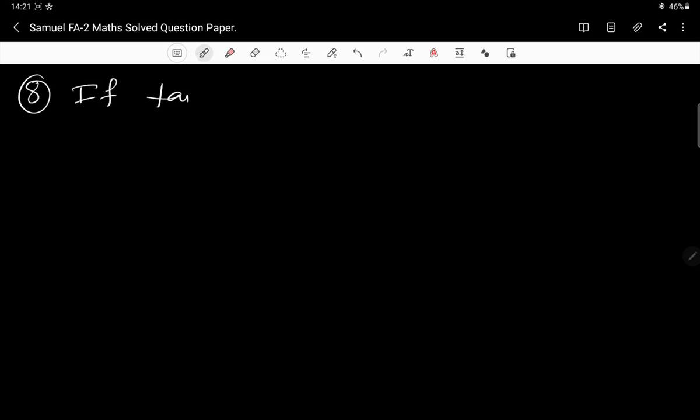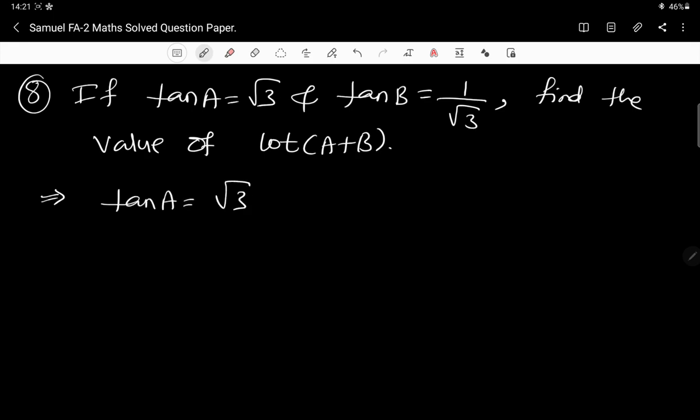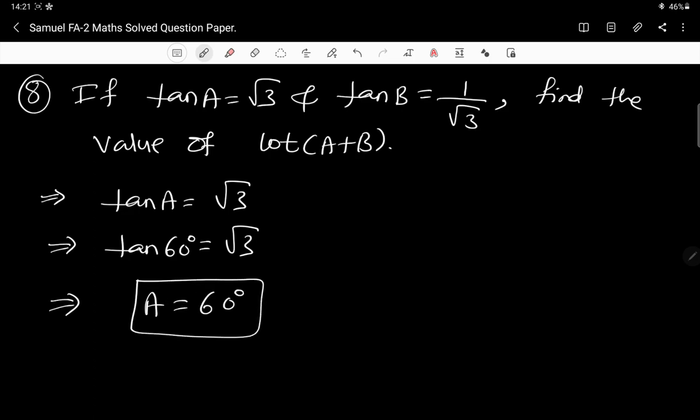If tan A is equal to root 3 and tan B is equal to 1 by root 3, now they are asking us to find the value of cot of A plus B. Alright, let us do this. Tan A is equal to what is given? Root 3. And we know that tan 60 degree is root 3. You must be knowing this. Then by comparing this, I can say that A is equal to 60 degree. Correct? The value of A is 60 degree.